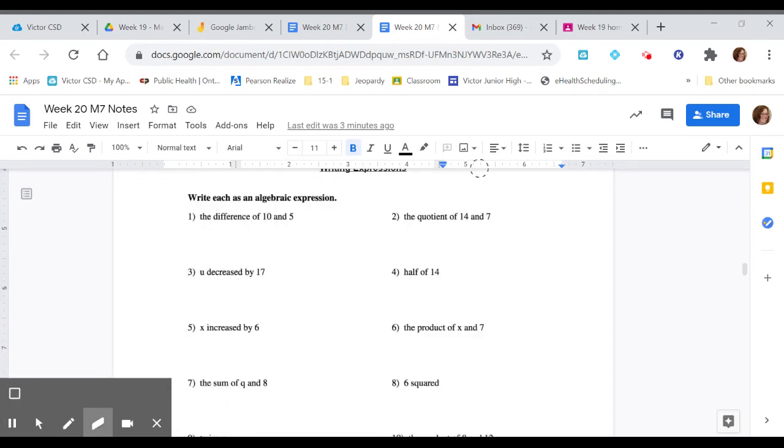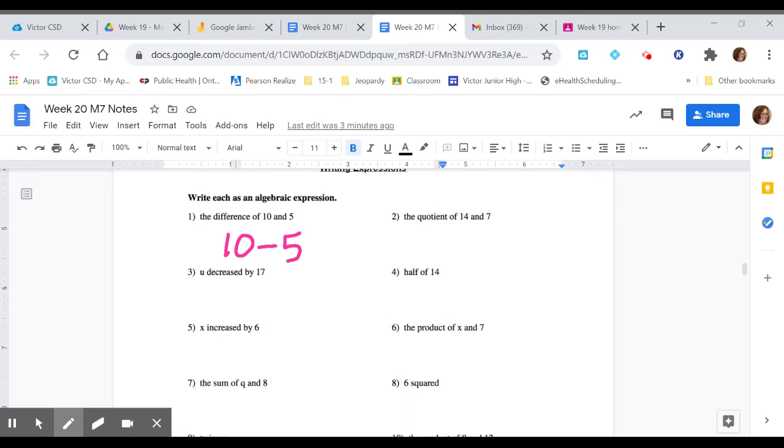Next, we're going to write expressions. So when we write an expression, the directions tell us to write each as an algebraic expression. It's not telling us to evaluate or solve it, so we're just going to write the math problem. So the difference of 10 and 5, we would just write the problem 10 minus 5. So that's all it's asking us to do.